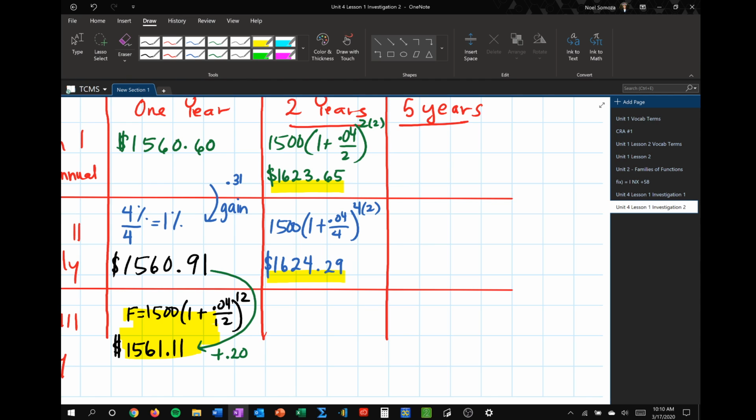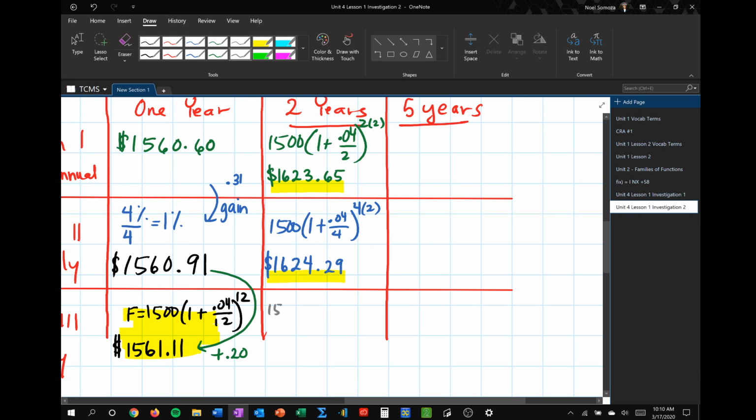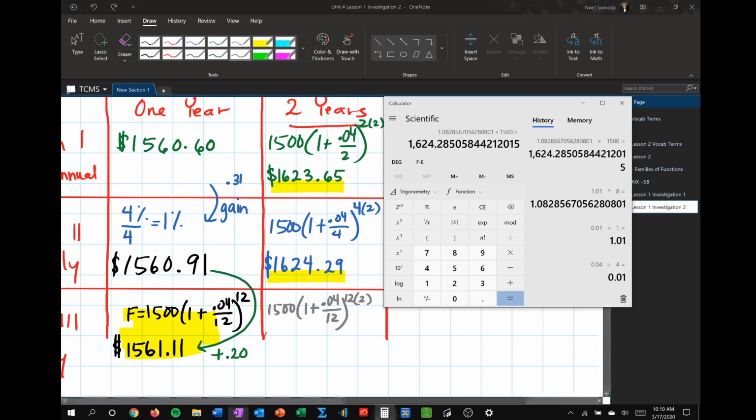All right, and then finally, if we do it monthly, the formula here is going to be 1500 times 1 plus, you have your interest rate annually, but because you're doing it monthly, you divide that by 12, to the 12 times t. Okay. In this case, t is 2 because we have 2 years, so we're going to go ahead and multiply this by 2.